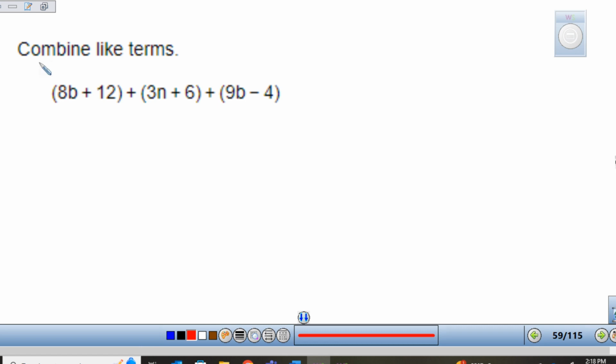Now we're going to combine like terms. Now we have three separate expressions here that we're adding together. And they're going to have different variables. We have a b, an n, and there's another b, and then we have our constant terms as well. Make sure you're paying attention to all of these. We've got two b's, so we've got an 8b plus a 9b.